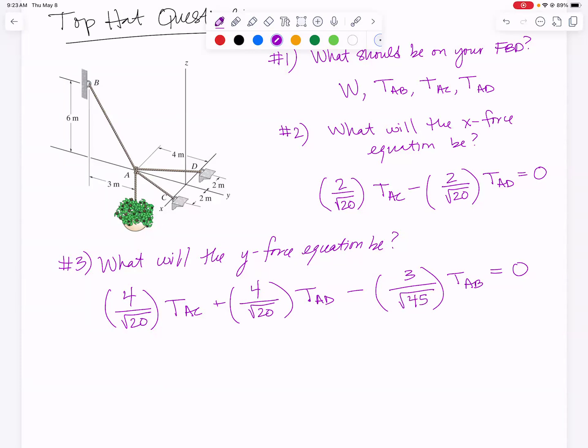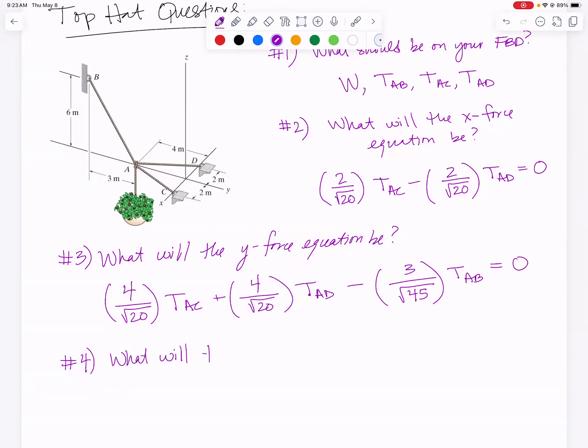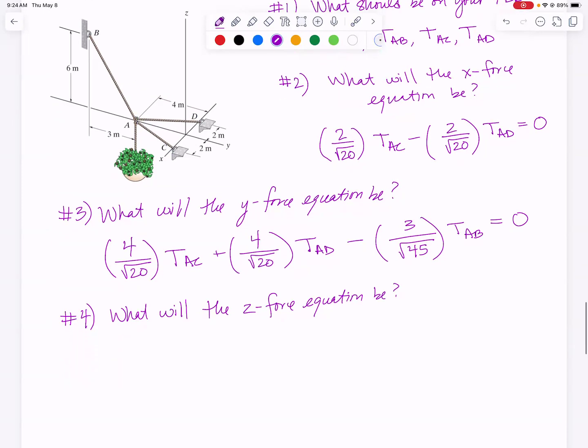And finally, of course, which one are we missing? What will the z-force equation be? Looking in the z direction, AC and AD don't have a z component. They're lying flat in the xy plane. So all we're going to have is the weight downward and then a component of TAB upward. To get this right, you just had to recognize that: TAB times something minus the weight equals 0. That something is going to be the 6 over the square root of 45. All right, a little bit of practice visualizing in 3D which tensions should have a component in each of your equilibrium equations.